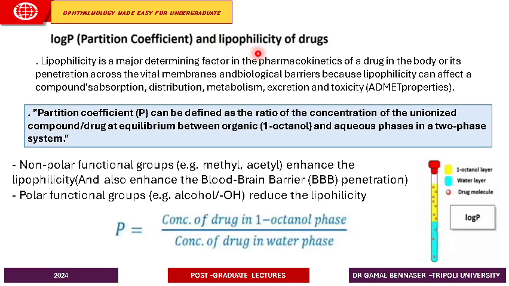Now, to do this test, they use 1-octanol, a fatty alcohol, and water. The octanol will be above the water because its specific gravity is lower. They put the drug they want to assess in this bottle and determine the proportion of the drug dissolved in the 1-octanol in relation to the proportion dissolved in water. Accordingly, they measure the P value, and then they take the logarithm of this P value to determine the lipophilicity of the drug.